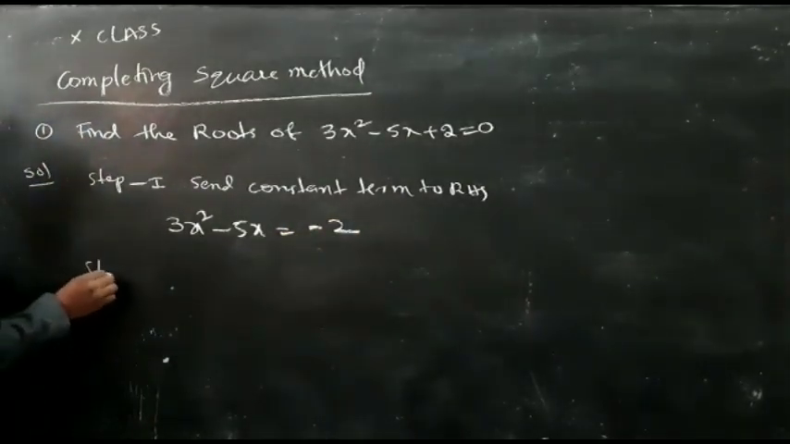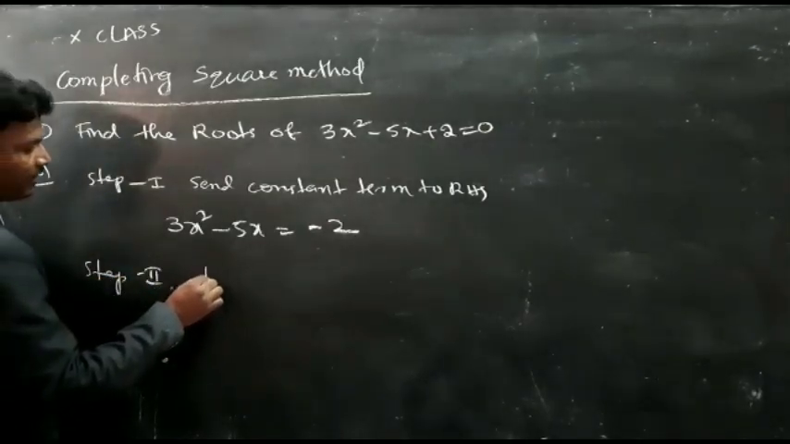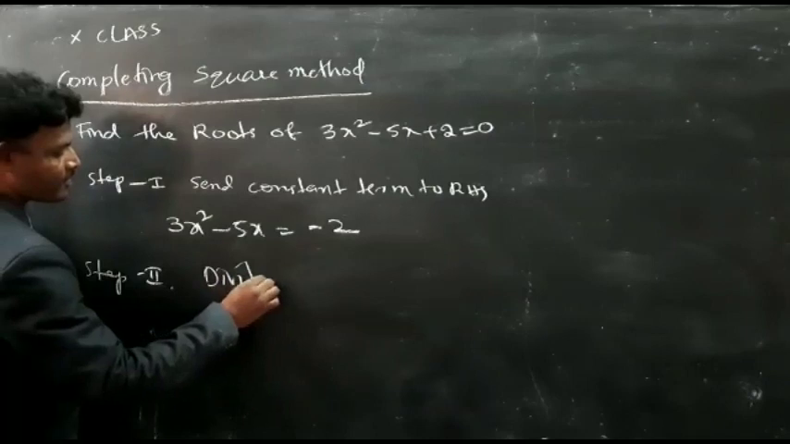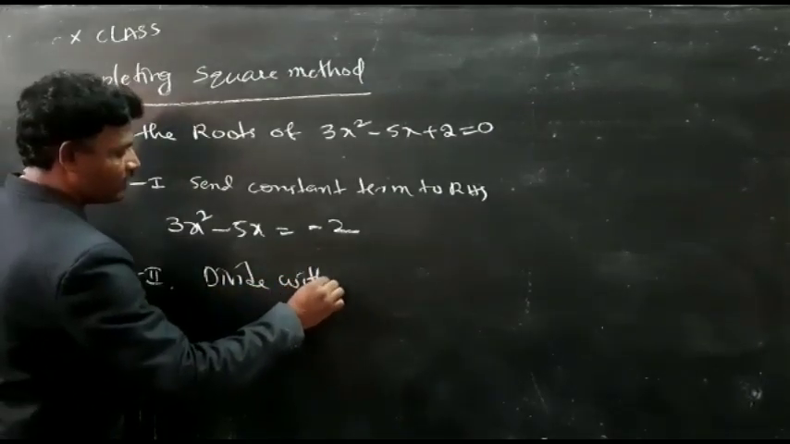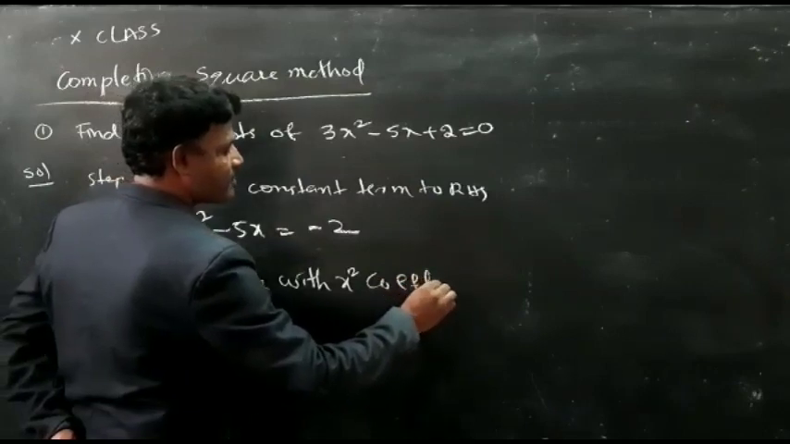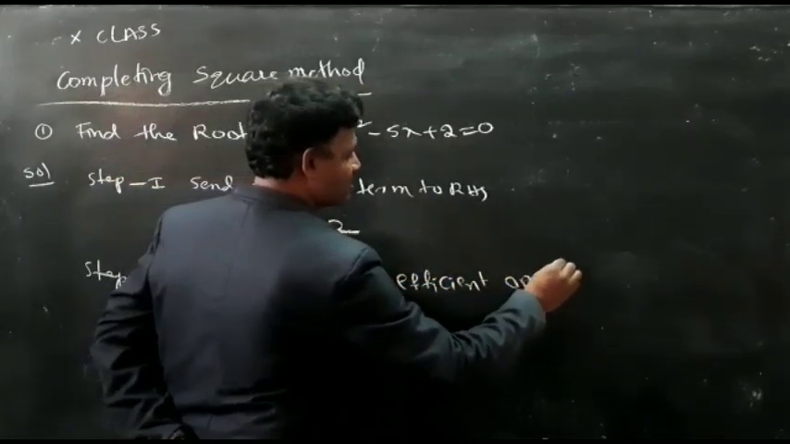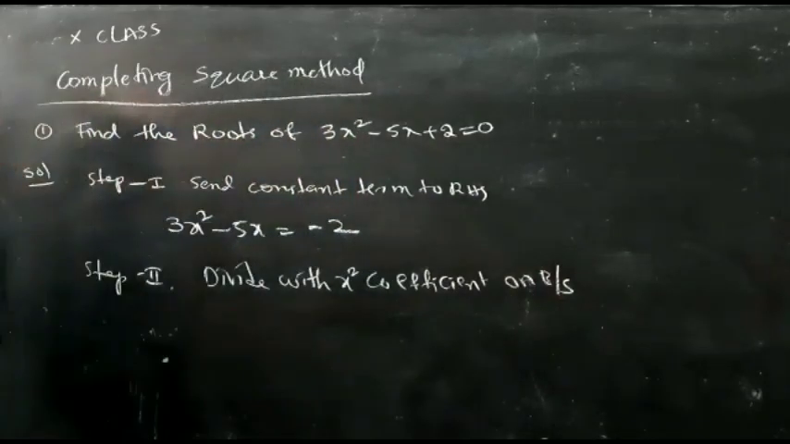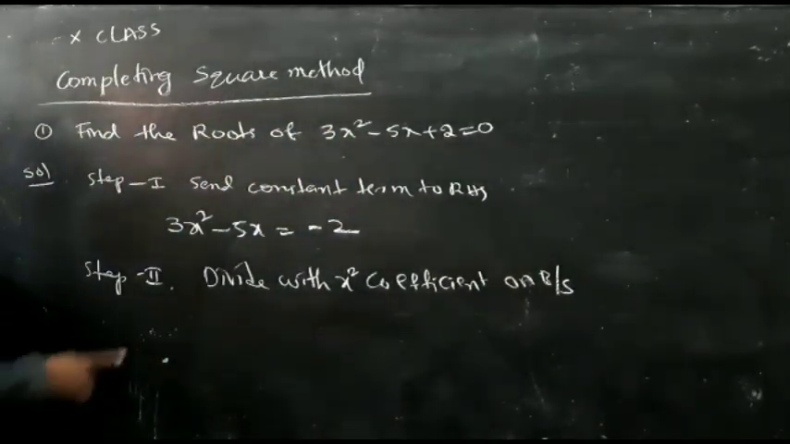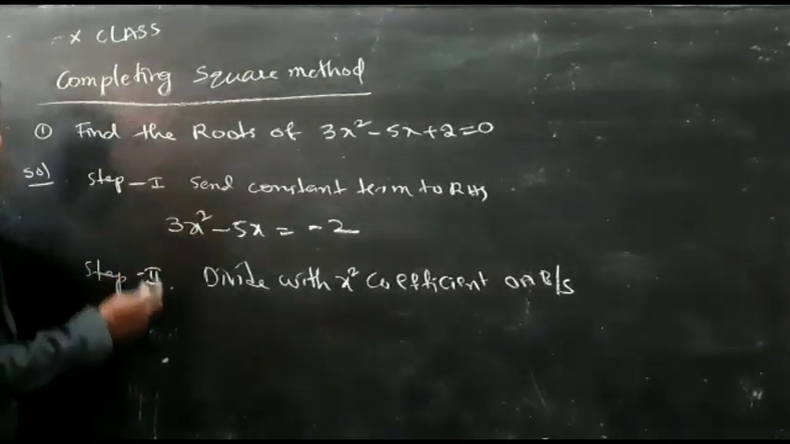Step 2: divide with the x square coefficient on both sides. Here, what is the x square coefficient? 3. So I am dividing with 3 on both sides.